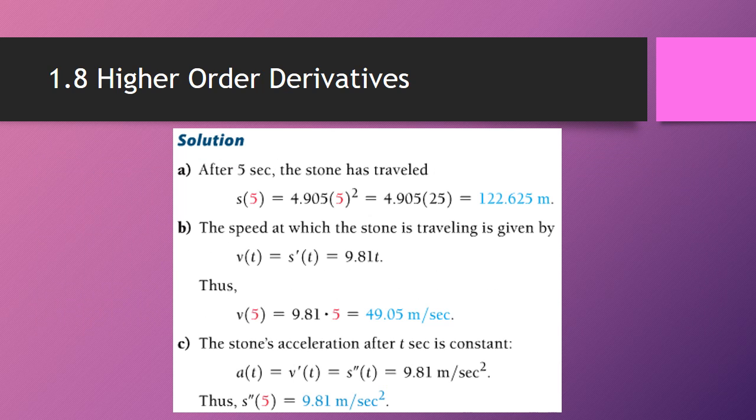Okay, A is pretty simple. You're just going to put in 5 for t, and you get that after 5 seconds, it's gone 122.625 meters.